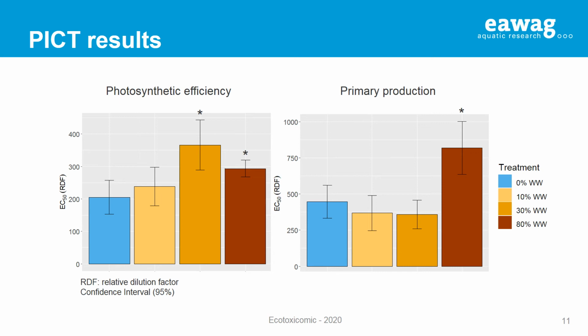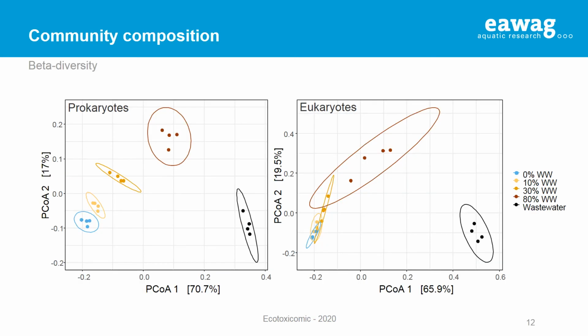Now the question is how this increased tolerance relates to changes in microbial community composition within Periphyton. We looked at the genetic diversity of prokaryotes and eukaryotes by sequencing 16S and 18S rRNA genes, both in Periphyton communities after the 4-week colonization period and in wastewater effluent along the experiment. Here are the results of the beta diversity for both prokaryotes and eukaryotes for the Periphyton exposed to the 4 mixtures of river and wastewater, and for the wastewater.